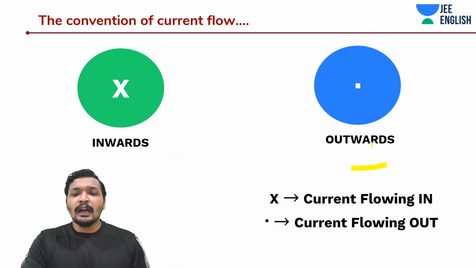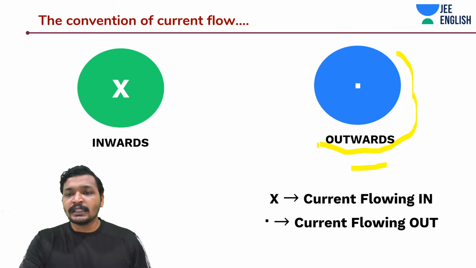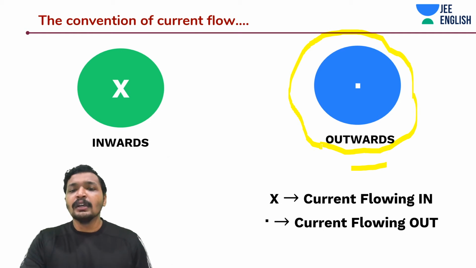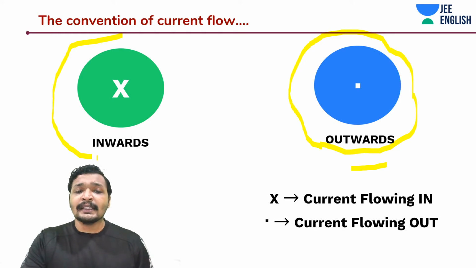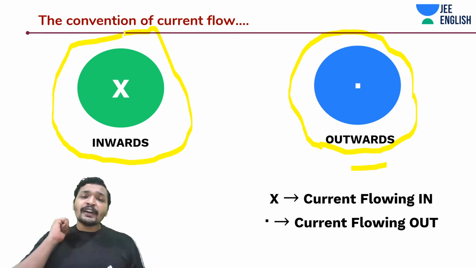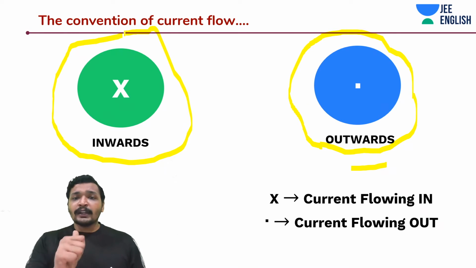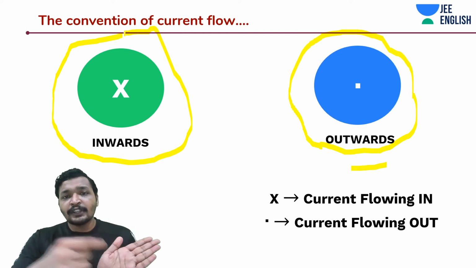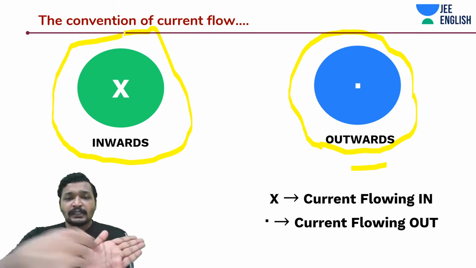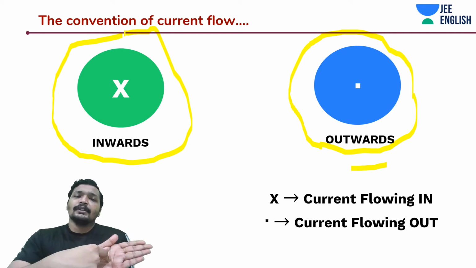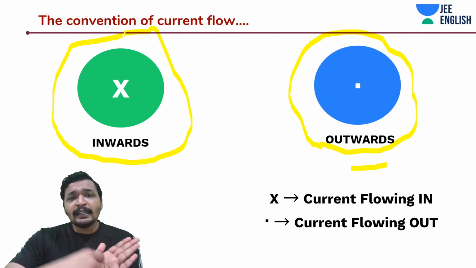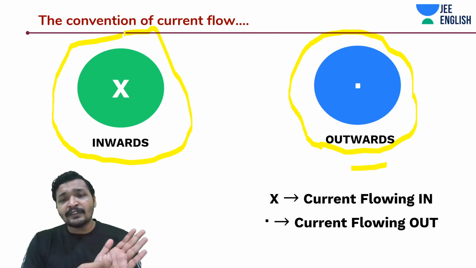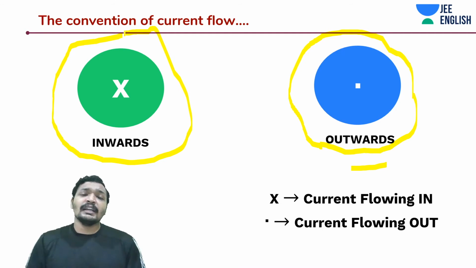It's a convention, guys. If it's outward, you denote it with a dot, just like this blue dot over here. And if it is inside the conductor, or inside any surface, then you do an X. If it is an inward direction, you do X. If it is an outward direction, then you do a dot. If it is inside this plane, it is an X. If it is outside this plane, it's a dot. It's the standard convention that you're looking at every single time.